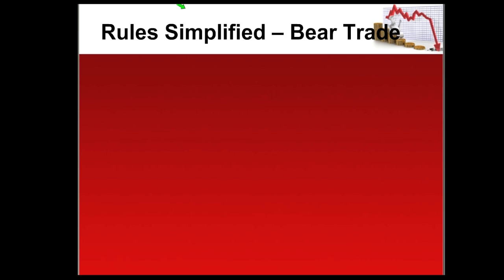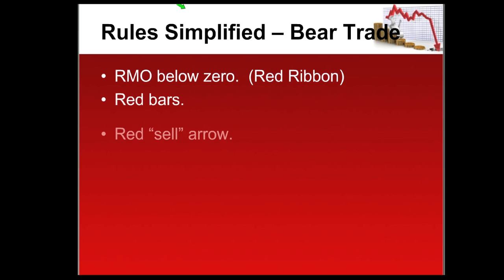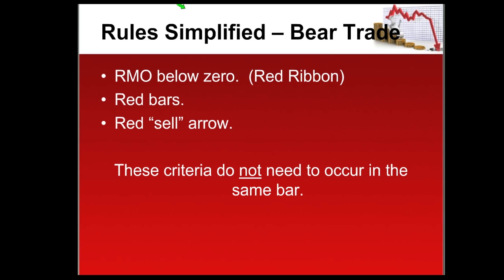into play. For the bear trade, the three criteria are: you need RMO below zero or a red ribbon, red bars, and a red arrow. So red ribbon, red bars, red arrow gives you a bearish trade setup. Green ribbon, blue bars, blue arrow gives you a bullish trade setup. And again, on the bearish trade, you don't need everything happening on the same bar.